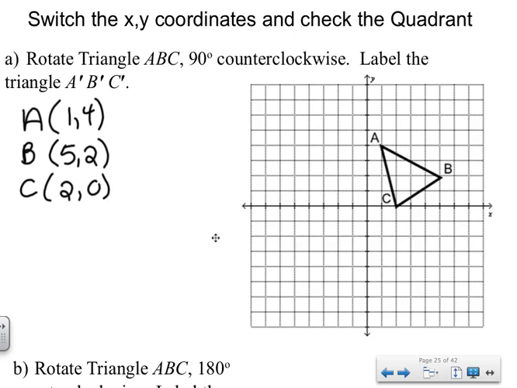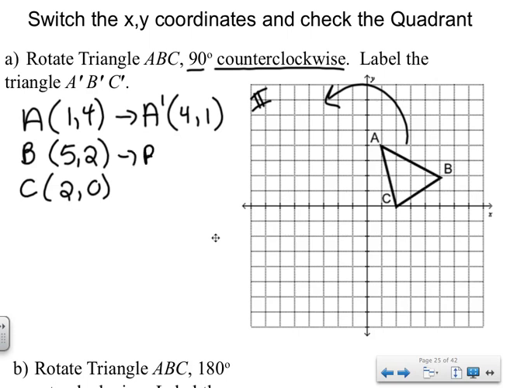Okay, so I want to go 90 degrees counterclockwise. So I'm going to move it somewhere over here. One turn, so it's going to be located in this quadrant number 2. And so I need to switch my x and my y coordinates. So I'm going to go ahead and do that. So A prime is now going to be at (4, 1). B prime is going to be at (2, 5). And then C prime is now going to be at (0, 2).